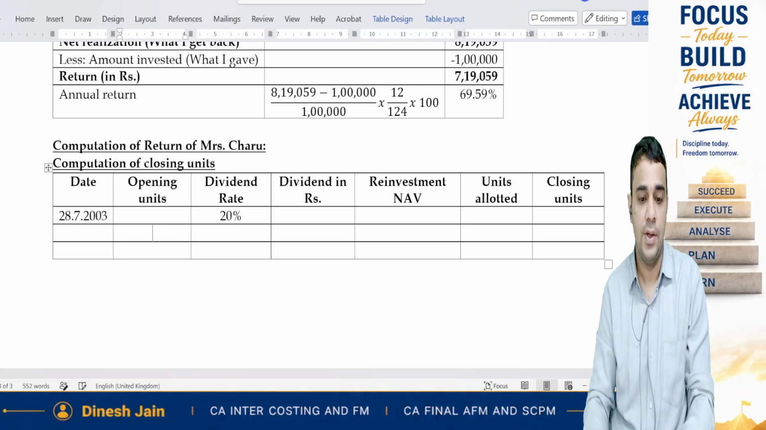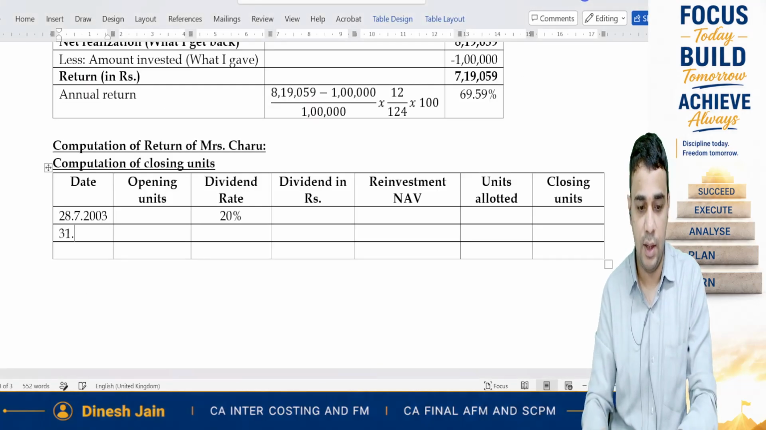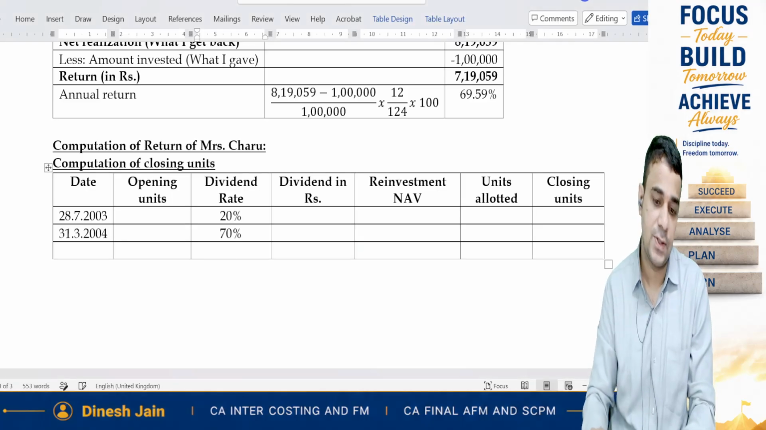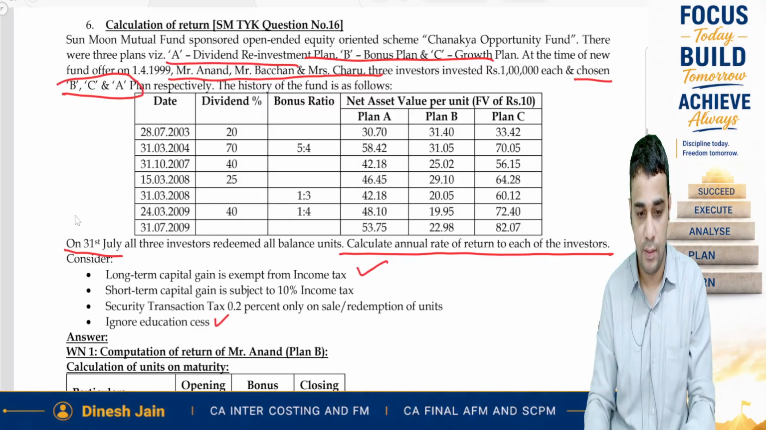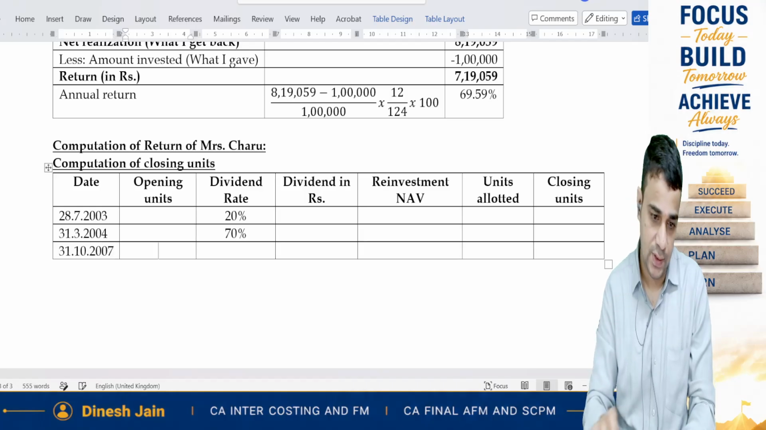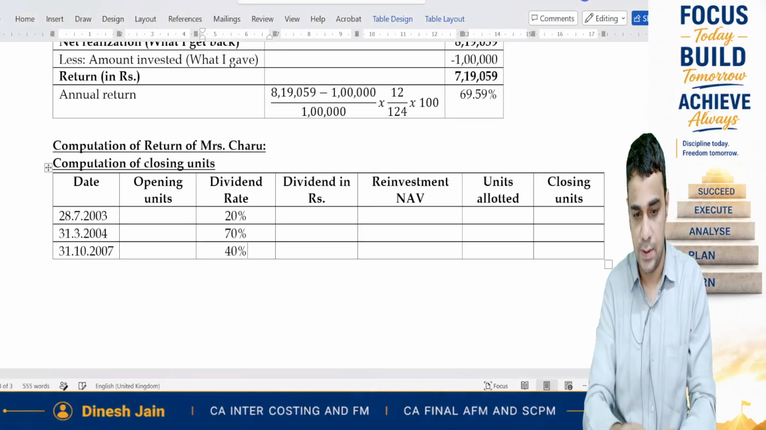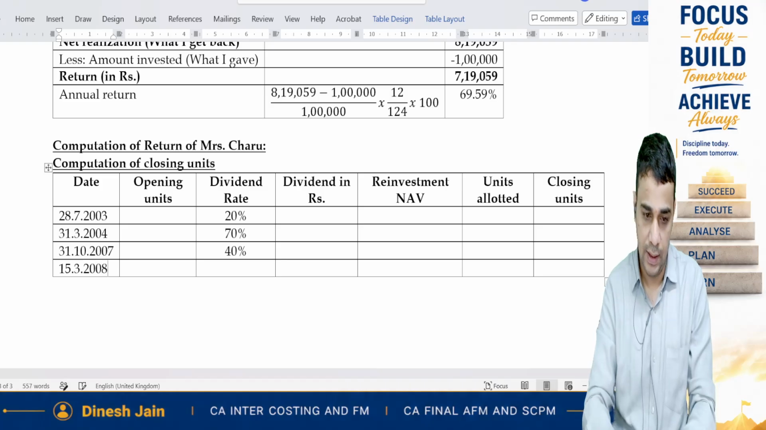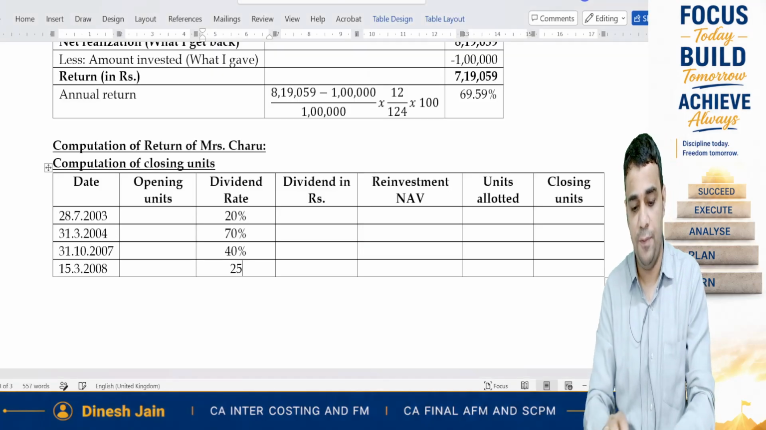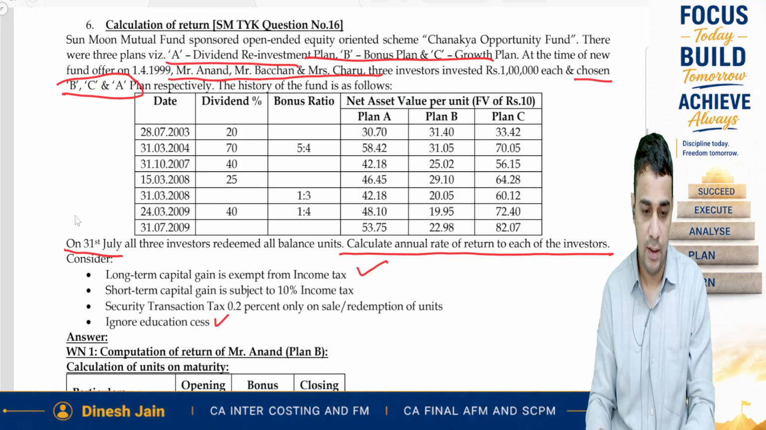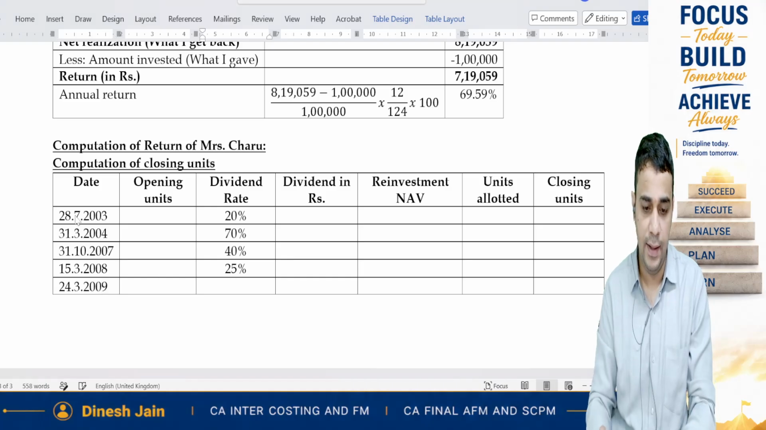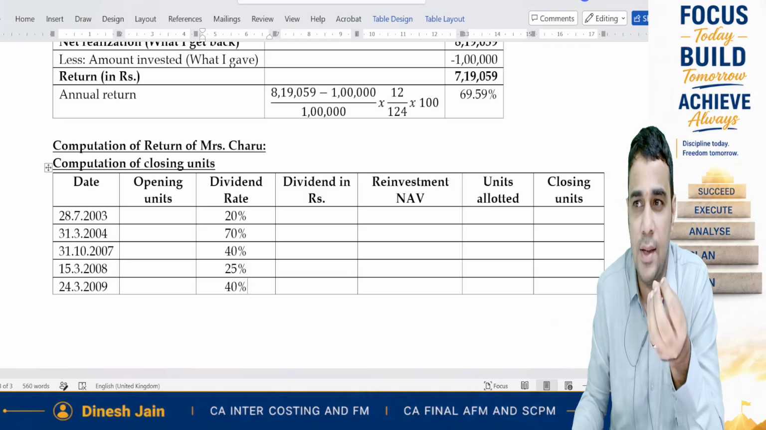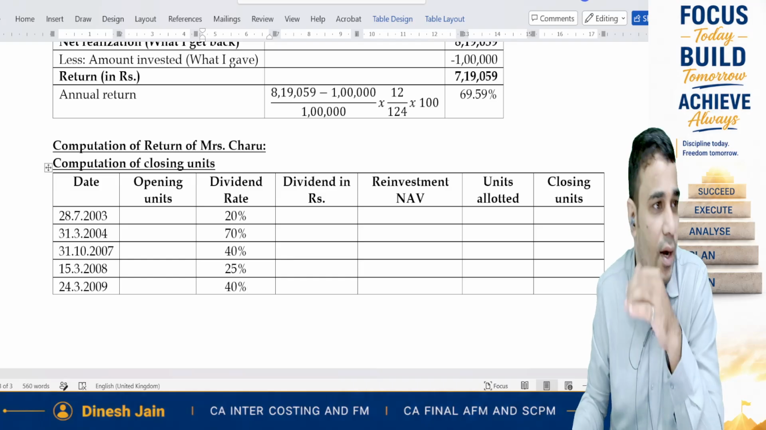20%. Second dividend, 31st March 2004, 70%. Third one, 31/10/2007, 40%. Fourth one, 3/2008, 25%. 24/3/2009. 5 dividends have been done. One dividend you do the analysis, same thing will keep repeating continuously.